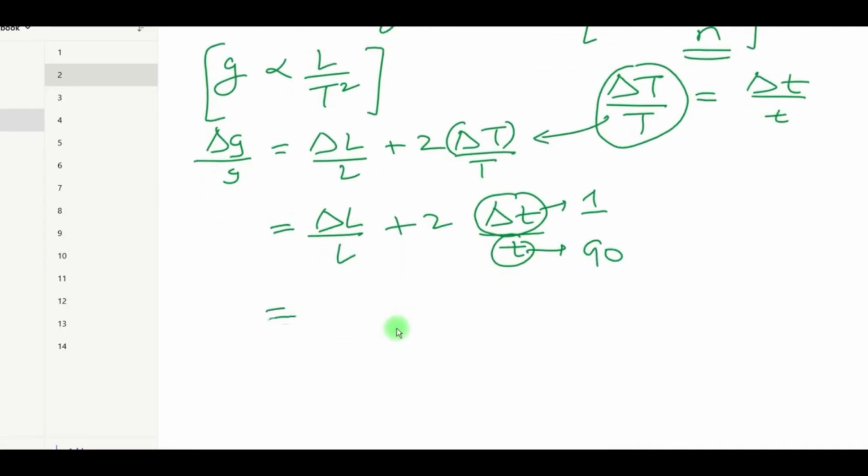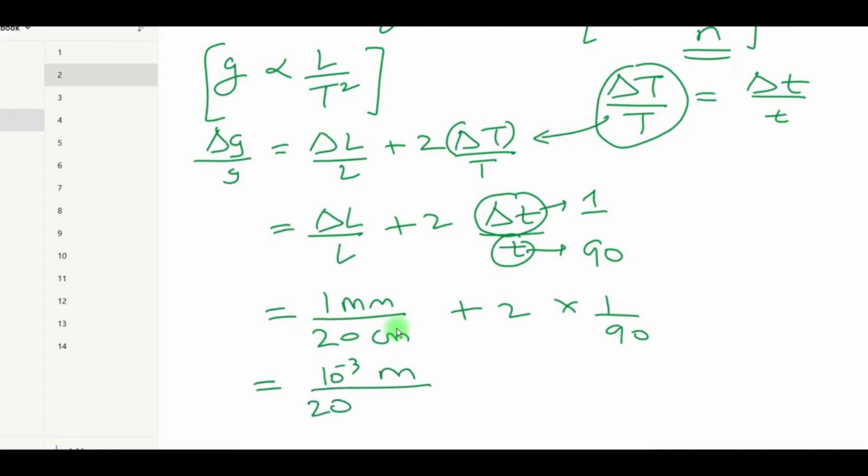Now delta L was the uncertainty in the measurement of length, which was 1 mm, divided by length, which was 20 centimeters, plus 2 into 1 over 90. Now let's convert the mm and centimeters into meters so as to make it in the same unit. So 1 mm can be written as 10 to the power minus 3 meters, divided by 20 centimeters, which can be written as 20 into 10 to the power minus 2 meters, and this will be 2 by 90.